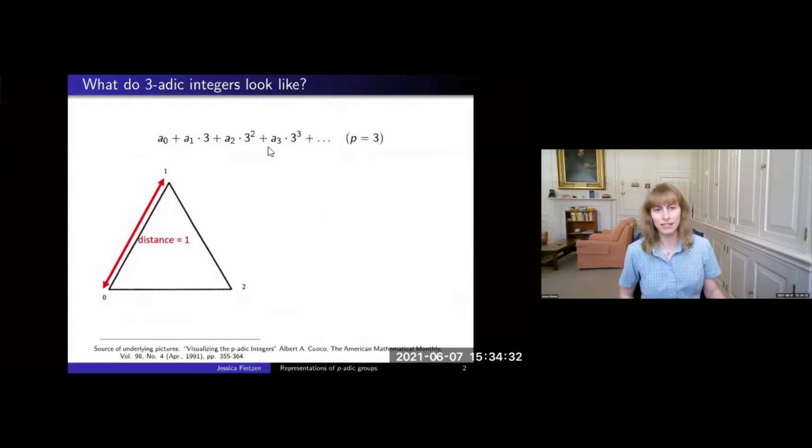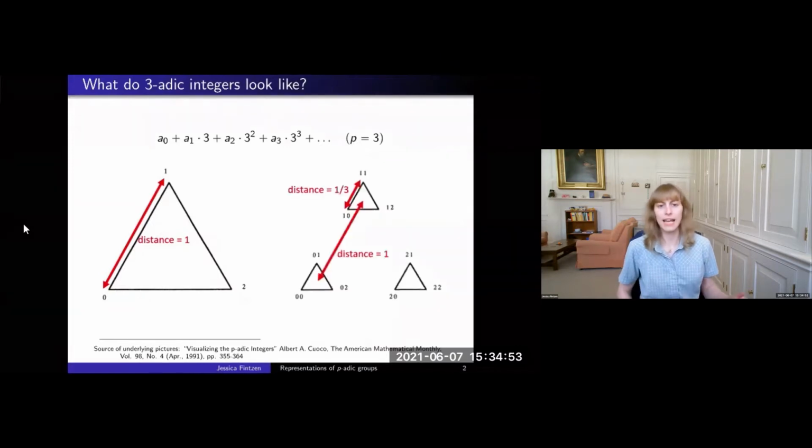So I said these are power series where you have these exponents of 3 where the exponent increases, and the coefficients are 0, 1, or 2. So if you just look at the first digit, so that could be 0, 1, or 2, and the distance between these two is 1, because the difference 1 minus 0 is 1, which is not divisible by 3, so the absolute value is 1. And if we add now a second digit to it, so if we, for example, look at 1, 0, so that's 1 plus 0 times 3 is 1. Or at 1, 1, so that's 1 plus 3, so that's 4. The difference between 4 and 1 is 3, which is divisible by 3, so the p-adic distance is 1/3.